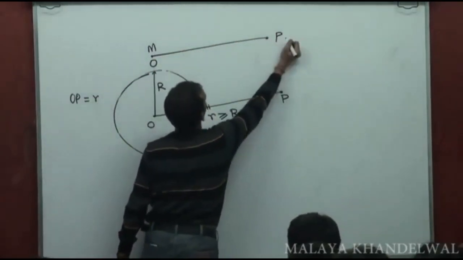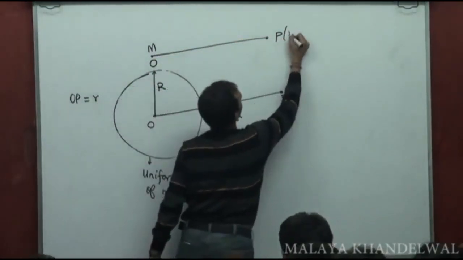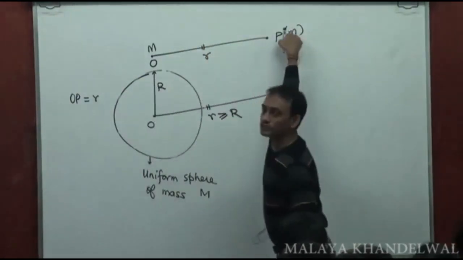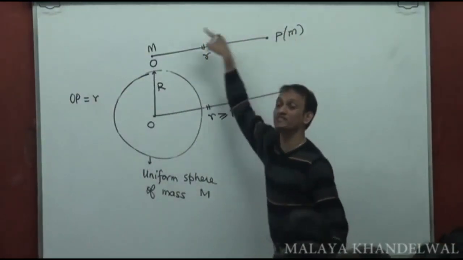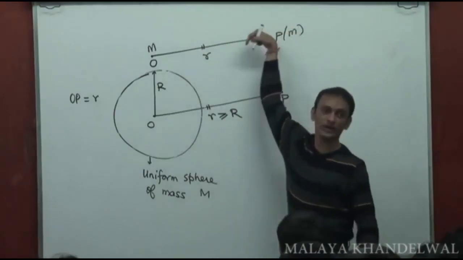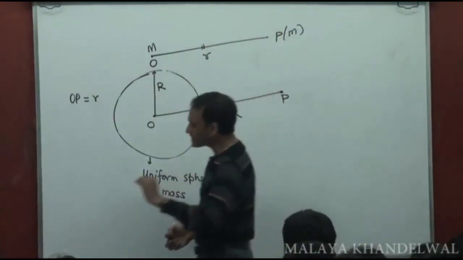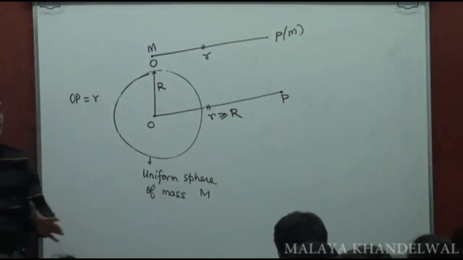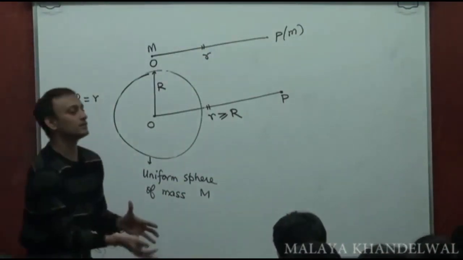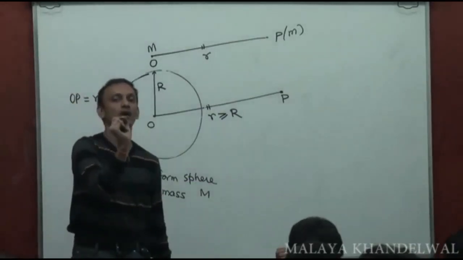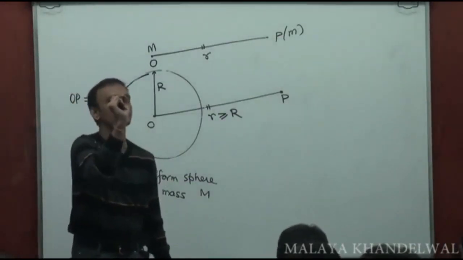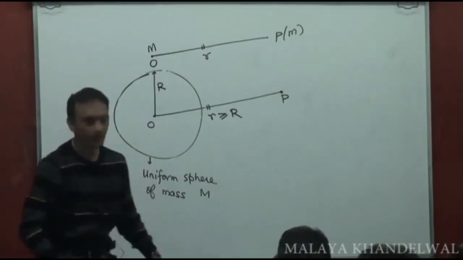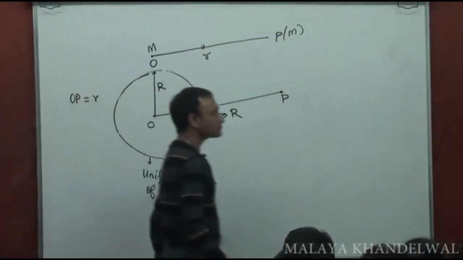And if this is the point P, where if you choose to keep a mass small m, then the force of attraction between small m and capital M is going to be GMm by r squared, and so on and so forth. So for the sake of gravitational influences, in regions outside a uniform sphere, I can replace that entire uniform sphere by a point mass equal to the mass of the sphere at the center of the sphere. Clear? This is one thing.